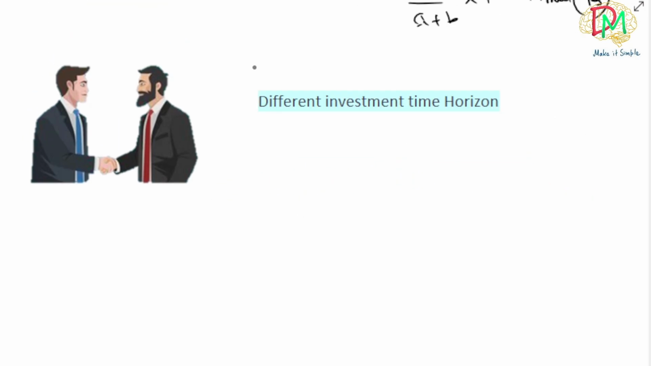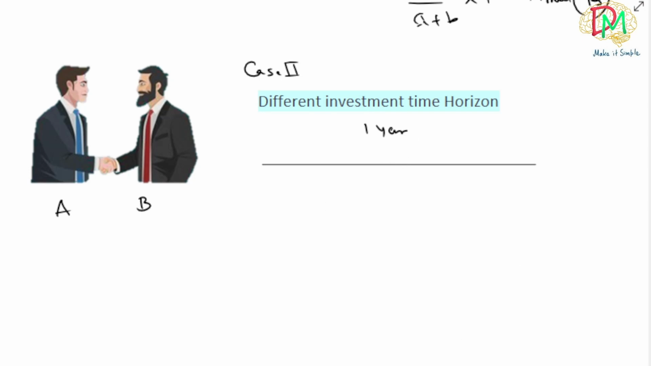Now we learn case 2, where different investment time horizons are considered. Let's take one example. Persons A and B invest their money at different intervals of time. So this is the entire 1 year time span.